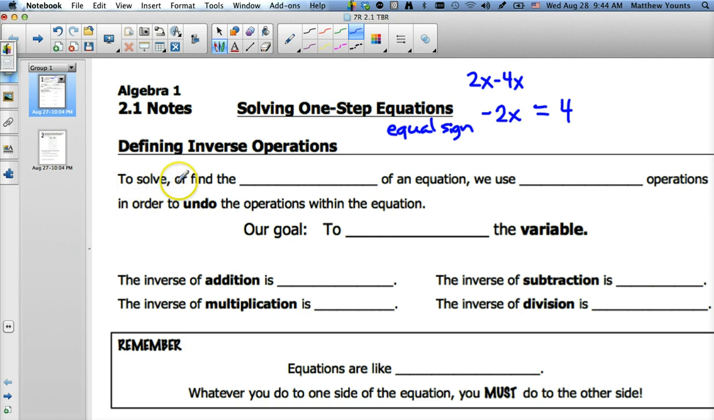In order to solve, or sometimes we say find the solution of an equation, the solution just means find the answer, we use what are called inverse operations. What inverse operations do is undo the operations within an equation. Every single time we try to solve an equation, whether it be a basic one-step equation like we'll do today, or a quadratic equation like we'll do at the end of the year, our goal is the same. Our goal when solving all equations is to isolate the variable. By isolate, I mean get the variable by itself.